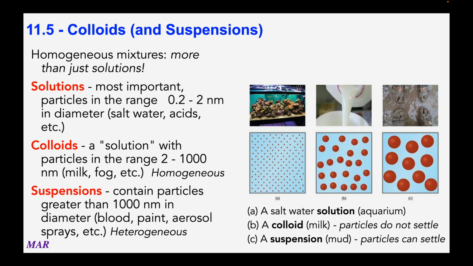Paint, aerosol sprays, these are usually heterogeneous. You can usually see different kinds of particles inside them. So in the picture on the right there is mud. That's a good example of that. The mud particles can settle down. So solutions, colloids, and suspensions are all kind of in the same family. They have a type of solute and a type of solvent, but the properties are certainly different. And let's talk about the differences here as we go through this section.